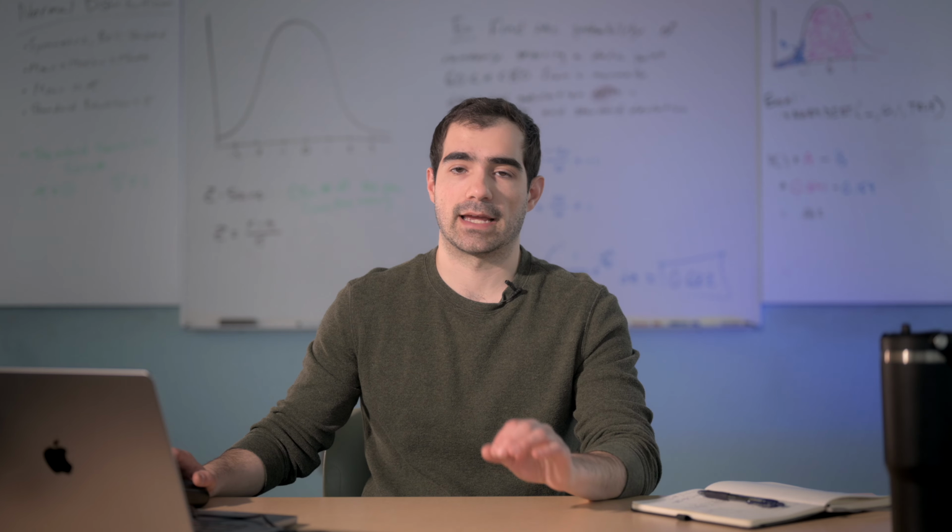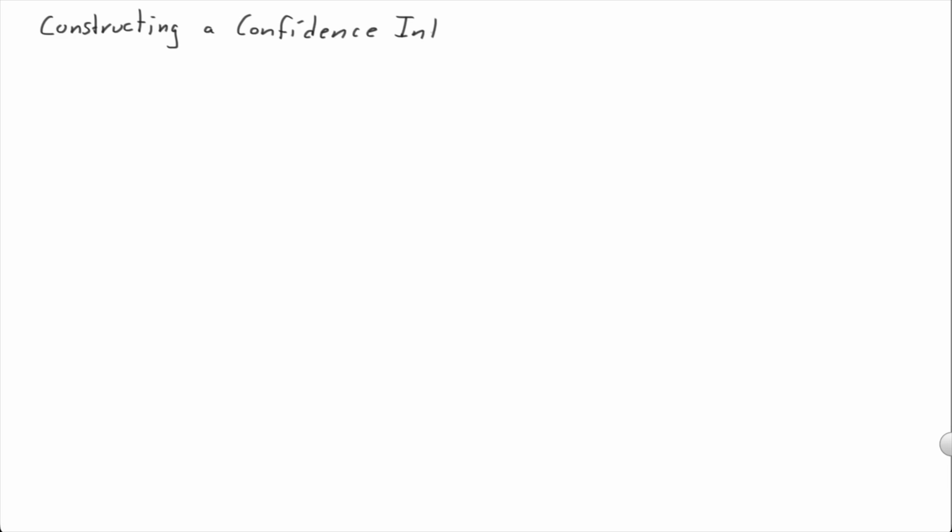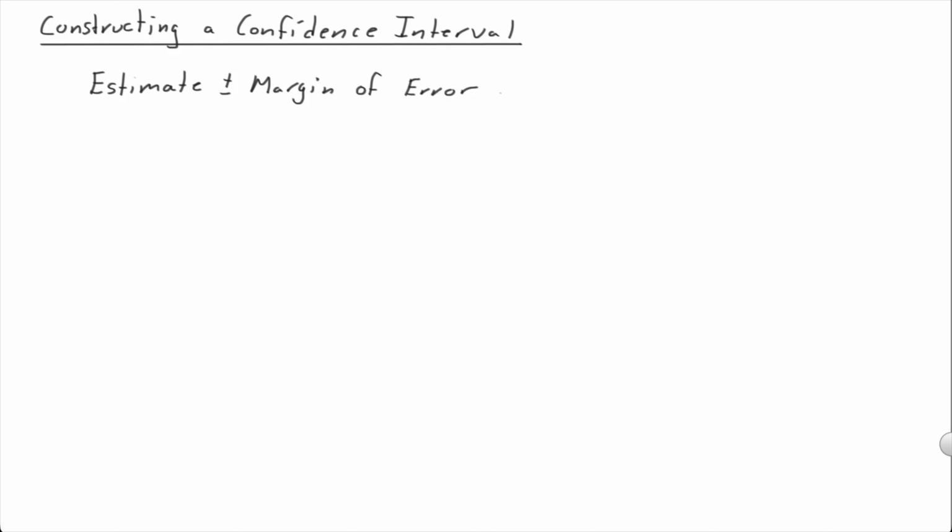At a high level, every confidence interval for a mean follows the same basic structure. Our estimate, plus or minus a margin of error. Now, we've already got the estimate covered. That's just the mean of our sample, 5.8 hours. This represents the center of our interval.